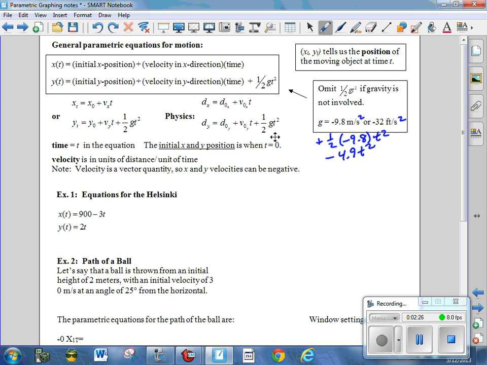Thank you. Okay. Time is equal to t, and initial x and y position is when time is 0. So when we do the sub 0, that's why it's initial time. Velocity is in units of distance divided by unit of time. And since velocity is a vector quantity, x and y velocities can be negative, as we saw in the Helsinki.